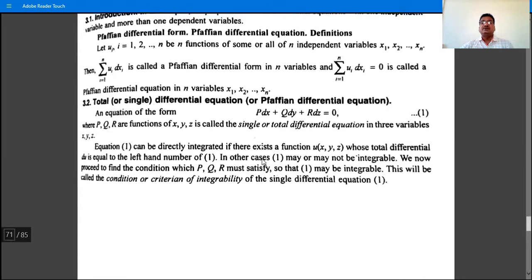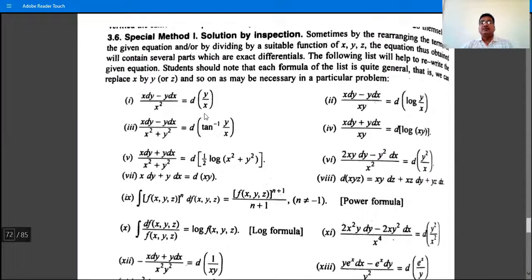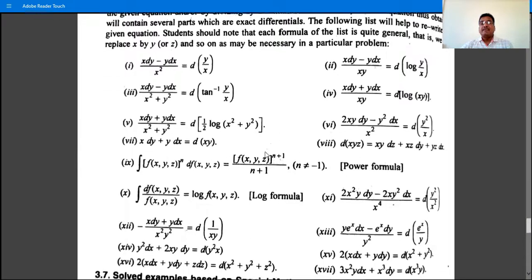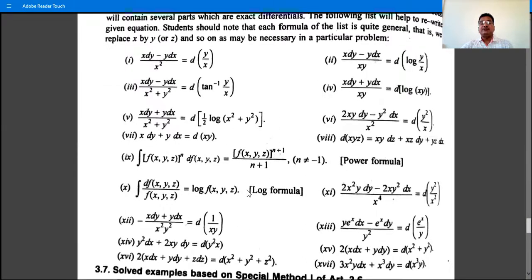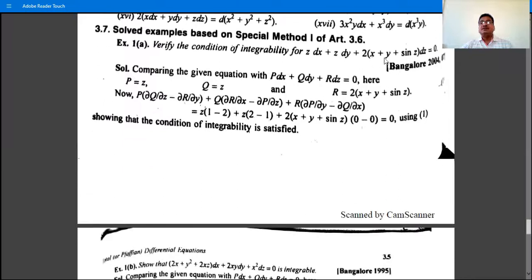Another example, a PDF of another book. This is not your authorized book. But these are the tricks to integrate some functions, the solution by inspection method. And the first method, that is three variable separable or one variable separable examples, are solved by using these tricks. Okay. So see, these are some solved examples.